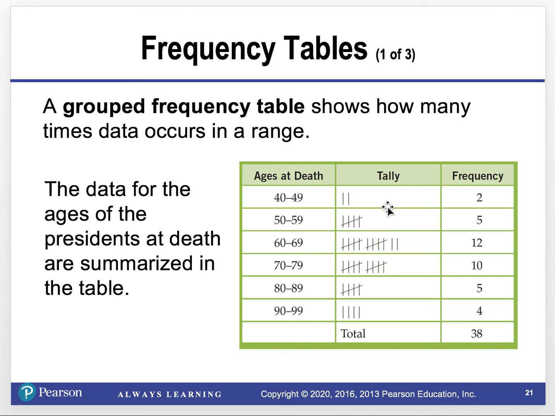So you can do either a tally, or you can just write the number. This label up here on top should always be frequency, right? Should always be frequency, even if you're using tallies to represent your frequency. And it should have a title. Okay, and then this should have, like this does, ages at death, some kind of title.